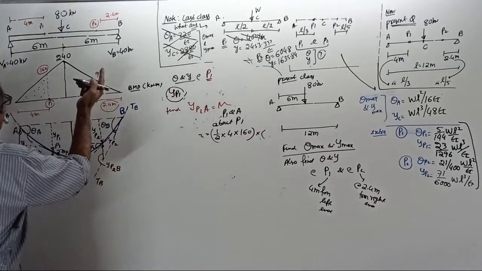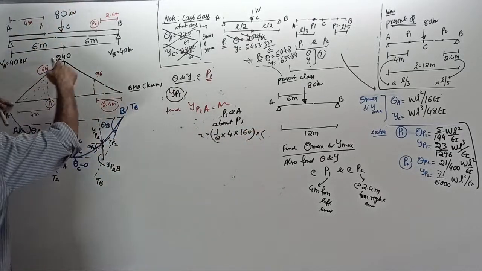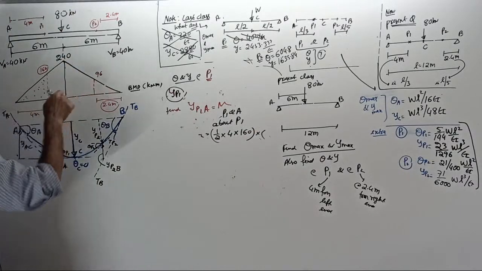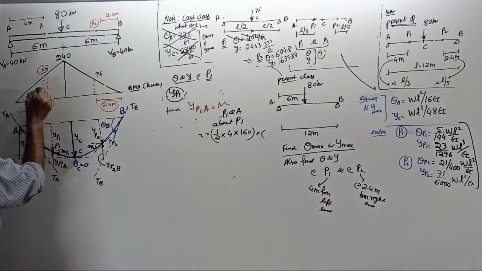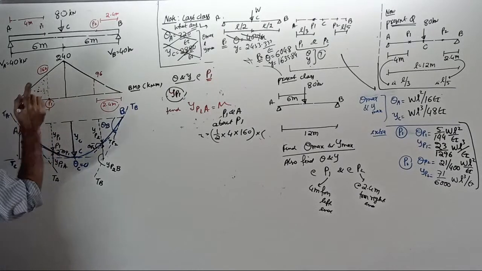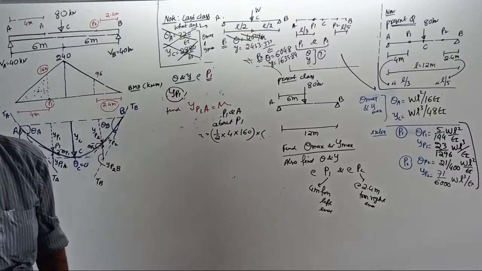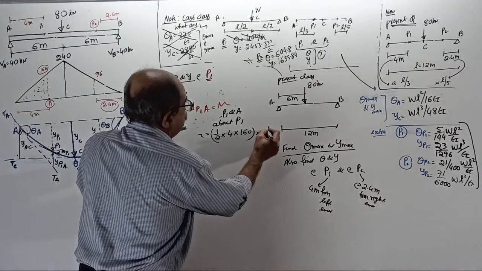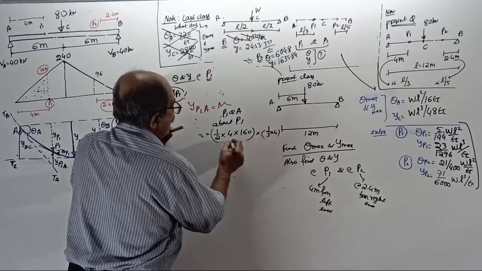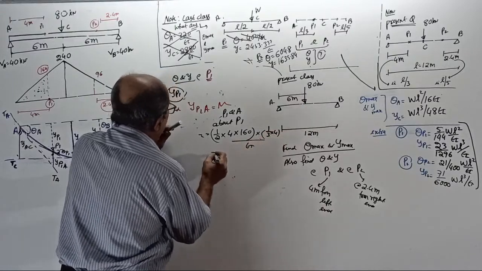Remember, earlier when I wanted the moment about the other point for this triangle, I took 2/3. Now I want the moment about this point of this triangle. Tell me, is the distance 1/3 or 2/3? You should be careful about small things. The distance about P1 is 1/3 of 4. Divide by EI.